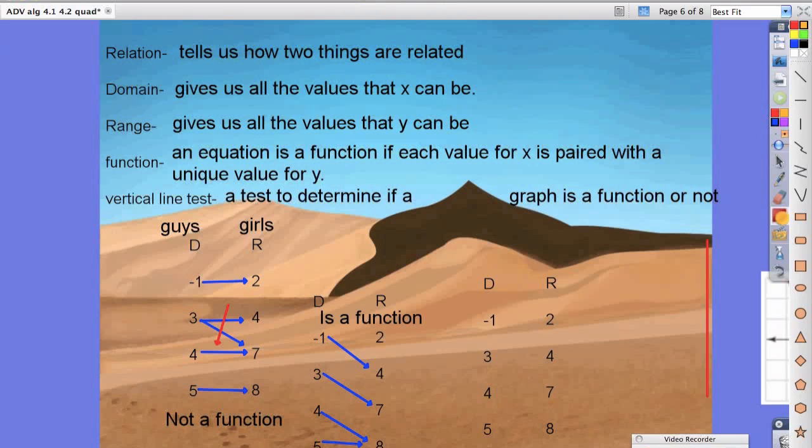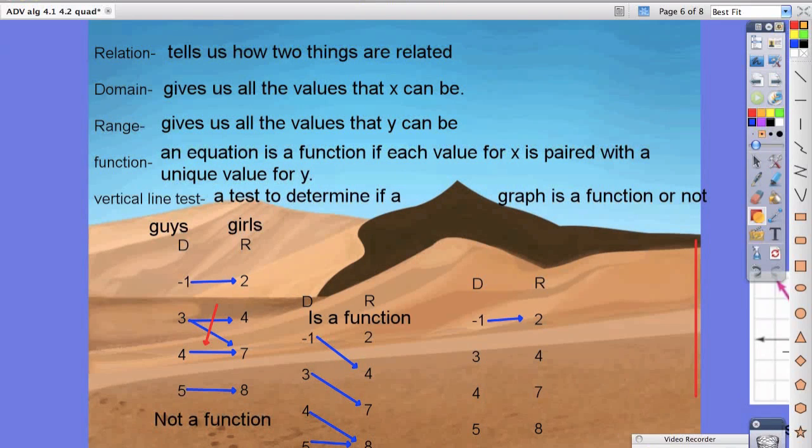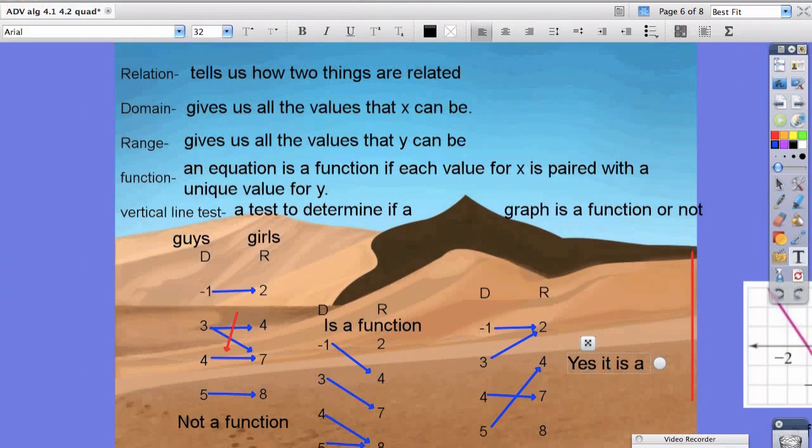Let's try another one, and I'm going to give you some time to try it on your own. So 1 is going to be paired there, 3 there, and the question is, is this a function? The correct answer is yes, it is a function.